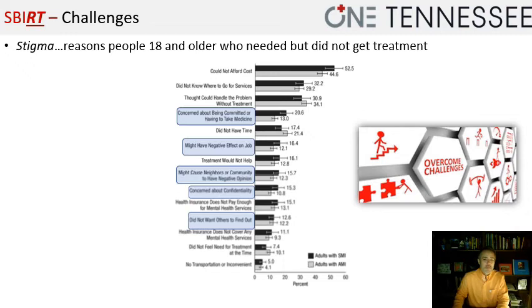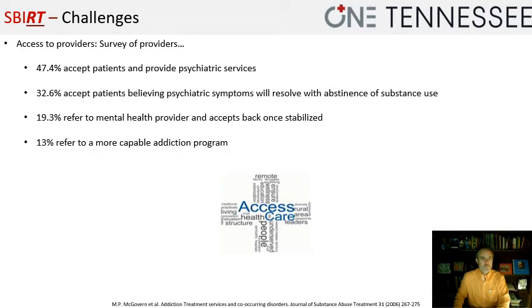Another challenge to overcoming any kind of substance use disorder is access to willing providers. A survey of providers showed that 47.4% accept patients and provide psychiatric services. That's less than half of all providers. 32.6% accept patients believing psychiatric symptoms will resolve with abstinence of substance use. 19.3% refer to mental health providers and then accept those patients back once they're stabilized. And then 13% refer to a more capable addiction program. So when it comes to finding and receiving treatment, access to competent, willing providers is definitely a barrier and a challenge.